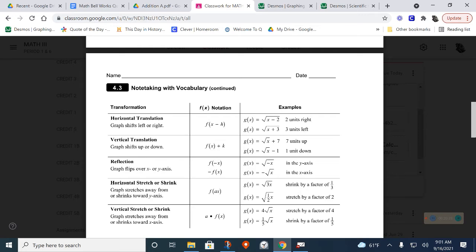So we've covered horizontal translation, vertical translation. How about a reflection? A reflection is when you flip something over a line.